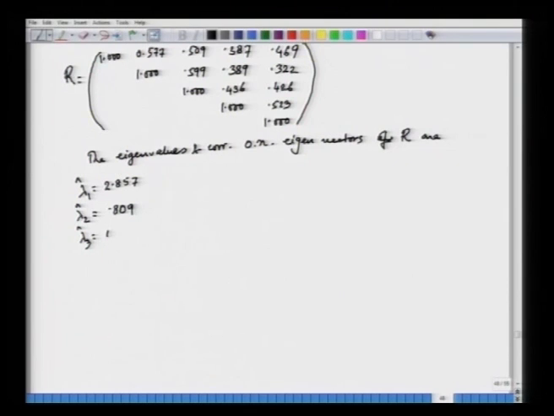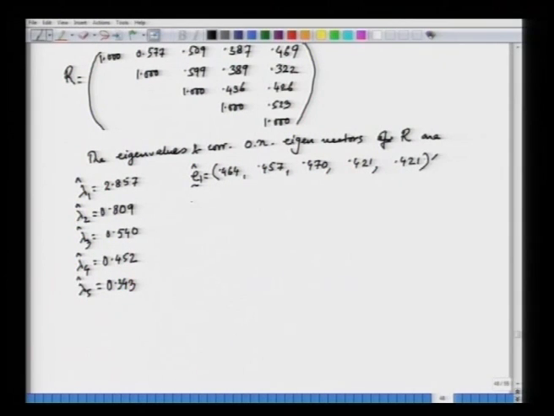So that we are listing the values in this manner: 0.809, lambda 3 hat is 0.540, lambda 4 hat is 0.452, and lambda 5 hat is 0.343. I am getting the corresponding orthonormalized eigenvectors. E1 hat is 0.464, 0.457, 0.470, 0.421, 0.421. This is my first eigenvector.